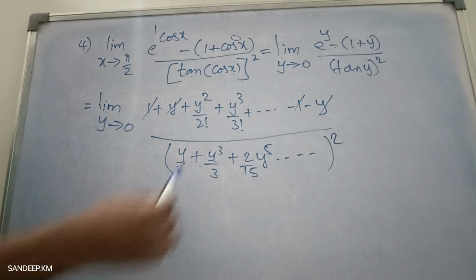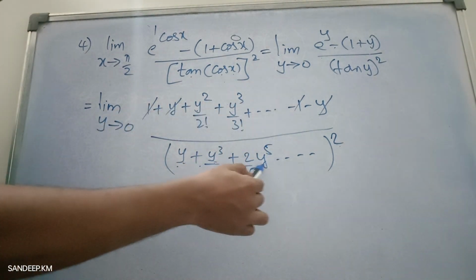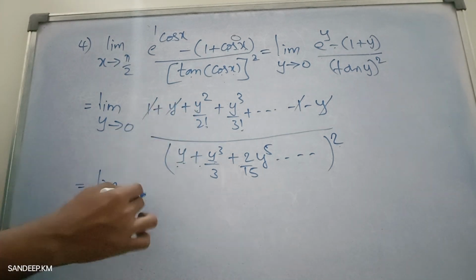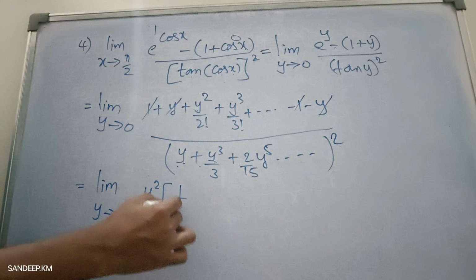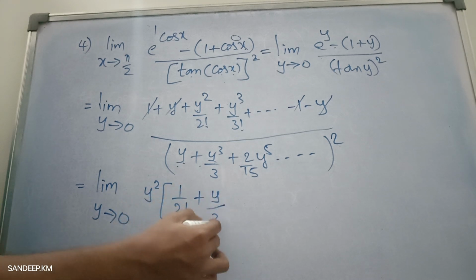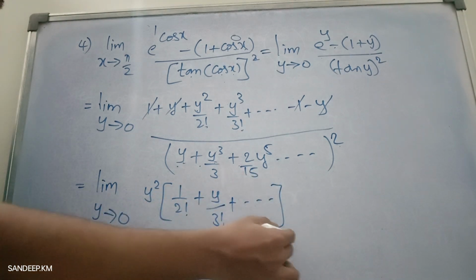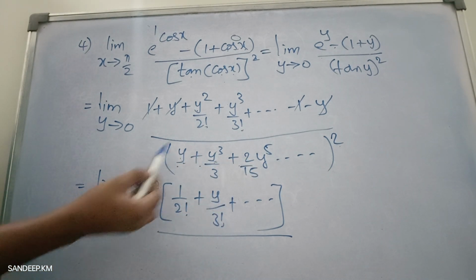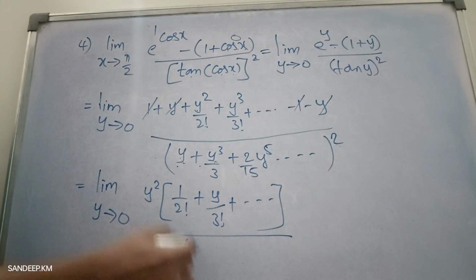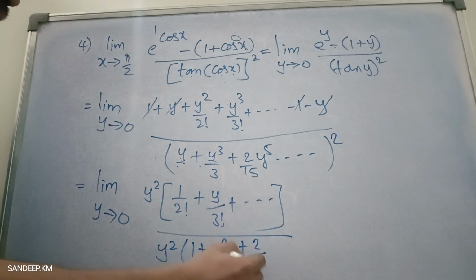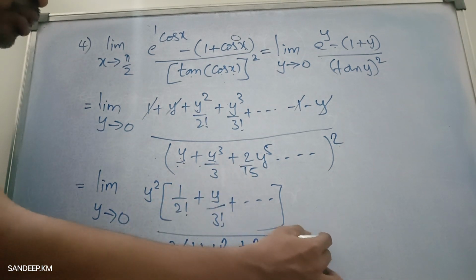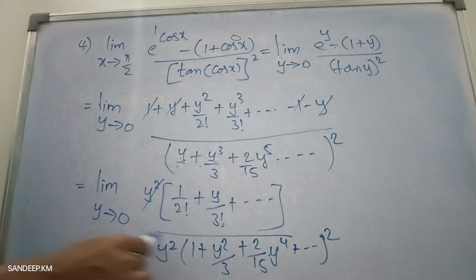So I'll do one thing. Let me take y square common in the numerator and y common in the denominator. Limit y approaches 0. I took y square common in the numerator. What is it? 1 by 2 factorial plus y by 3 factorial plus and so on, whole divided by. In each term I took y common, and when y comes out of this bracket, it takes the power. So y square into 1 plus y square by 3 plus 2 by 15 into y power 4 and so on, whole square. So y square gets cancelled.